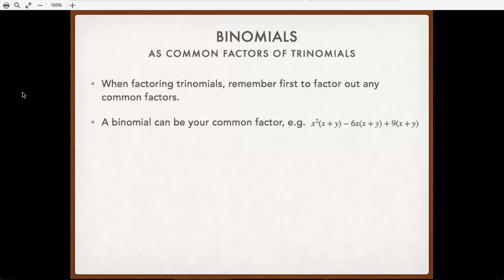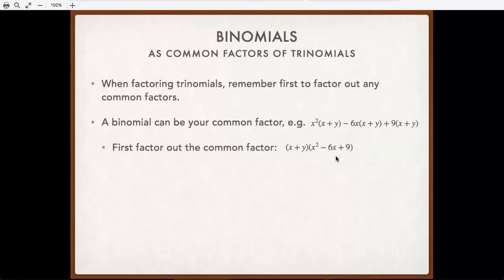So if we look at this example here, x squared times x plus y minus 6x times x plus y plus 9 times x plus y. Each one of these terms here has x plus y as a factor in it. So before we try to factor out this binomial, the first thing that we want to do is remove that common factor from each of these terms. So we get x plus y times x squared minus 6x plus 9. And then at that point, we'll just factor this trinomial like we would before.